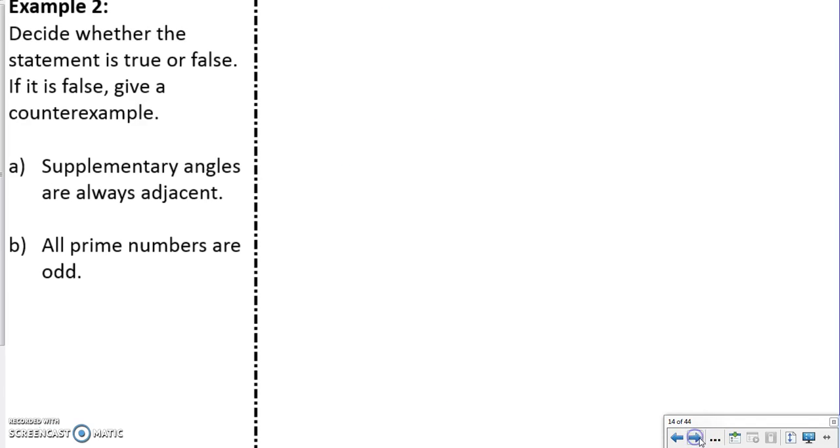All right. Example 2. So go ahead and pause it and copy down example 2. Again, it's not too much. Save a little bit of paper from gluing stuff in. So go ahead and copy that down.